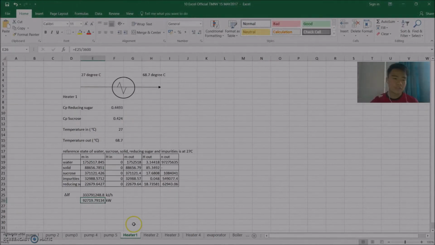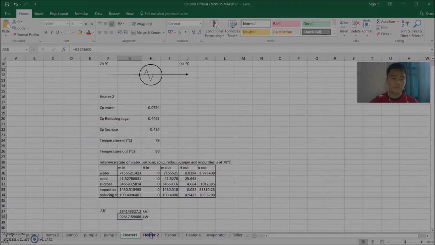Hello, Dr. Rosita. For heater 1, we use it to increase the temperature from 27 degrees Celsius to 68.7 degrees Celsius. First we set the reference state of all the components at 27 degrees Celsius. Then we calculate the delta H, which equals 92,719.79134 kilowatts. For the second heater, we use it to increase the temperature from 79 degrees Celsius to 90 degrees Celsius. Then we set the reference state of all the components at 79 degrees Celsius.